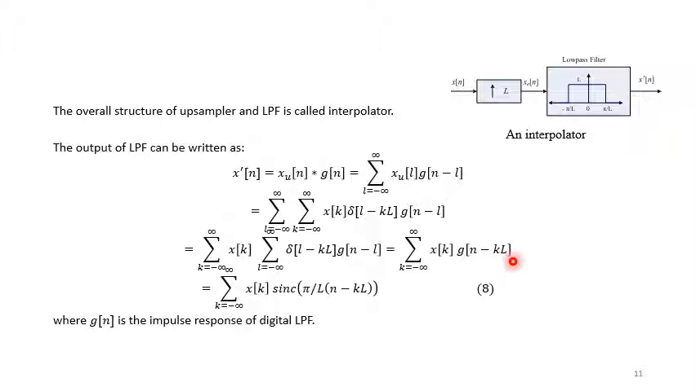So then we have k running from minus infinity up to infinity, x of k, g of n minus kL. Because g is basically the impulse response of this low pass filter, and because it is an ideal low pass filter, in frequency domain it has a response like this, so its impulse response will be a sinc function in time domain. So we can replace it by this. Thus, convolving x of k with the sinc function, we get the output, which is the upsampled version of the input signal x of n, which we also call the interpolator.